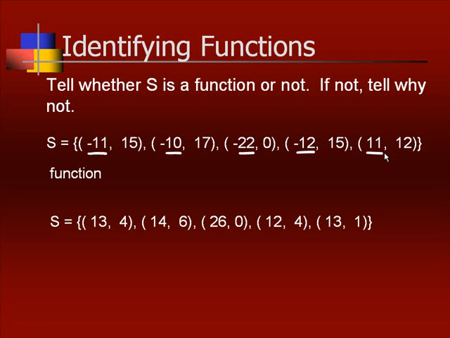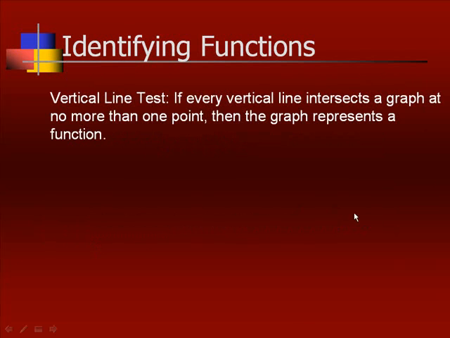What about this one? If S is the set of ordered pairs (13, 4), (14, 6), (26, 0), (12, 4), (13, 1), would that represent a function? Well, look at your domain: 13, 14, 26, 12, 13. Does every element in the domain go to one and only one y value? Well, you notice the first time x is 13, we get y is 4. But the second time x is 13, we get y is 1. So is that a function? No, it's not. Why not? Because the x value 13 corresponded to two different y values.